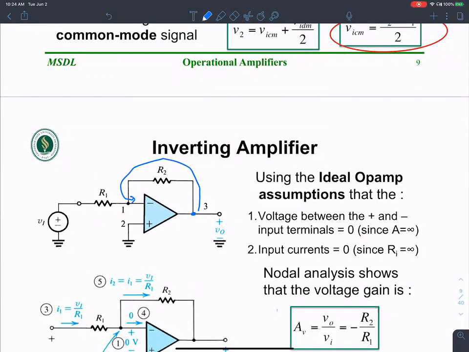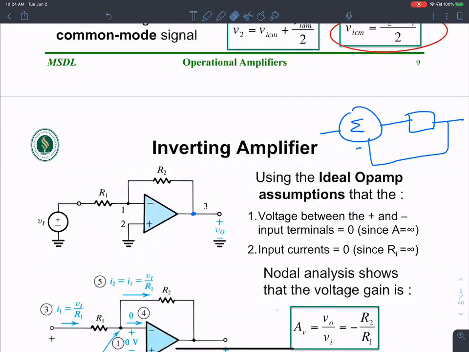Okay, so this should ring a bell. This should ring a bell when you see a part of the output is fed back into the subtraction terminal of a closed loop amplifier. Negative feedback configuration. So this is the idea of negative feedback. I feed a part of the output back into the input side on the negative input terminal side.